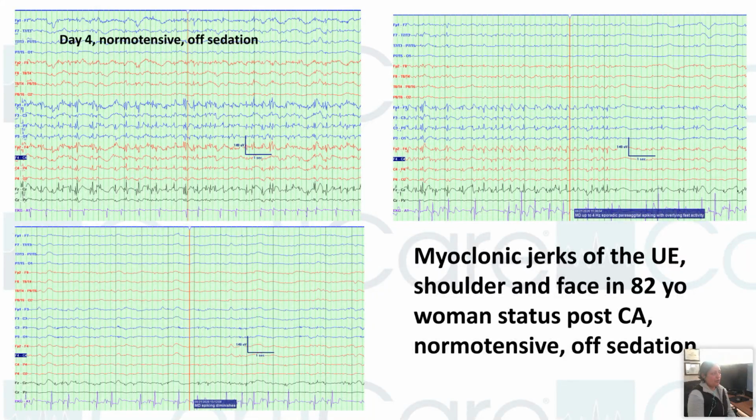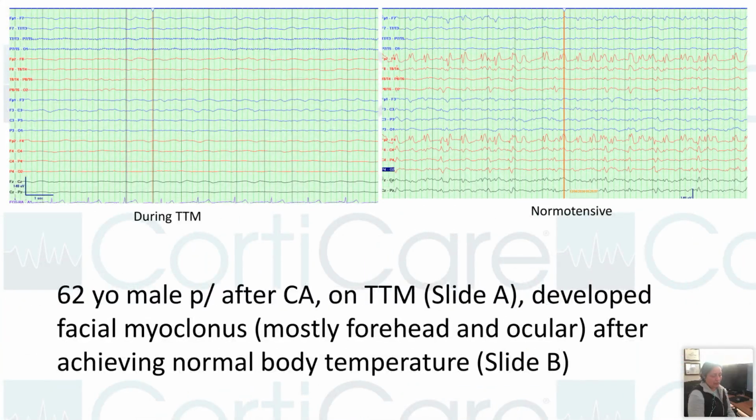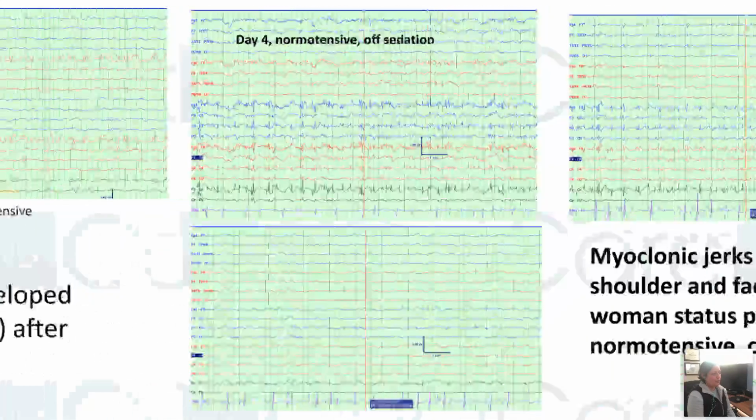This is another example on day 4, patient is off sedation. So the previous example was debatable if it is Lance-Adams or acute myoclonus, just because the discharges were focal, but also the discharges are not happening in the central and the parasagittal region, but they are frontally predominant. So this particular case was debatable if it is Lance-Adams or if it is acute myoclonus.